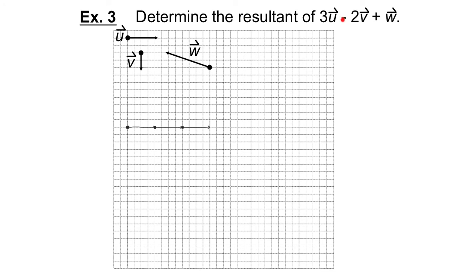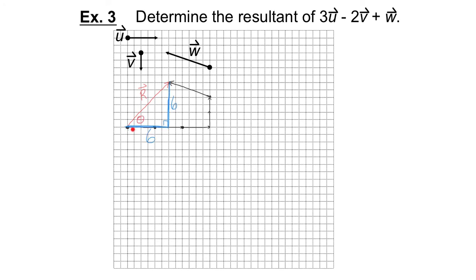I'm going to subtract 2v, okay? So if I'm subtracting, that means I'm going in the opposite direction. So if v is 2 units down, then minus 2v will be 4 units up. Okay, and then I'm going to add w, so just keep it the same. So my resultant is, when I start here, I end here. So that red line is my resultant. So now I just have to figure out magnitude and direction.